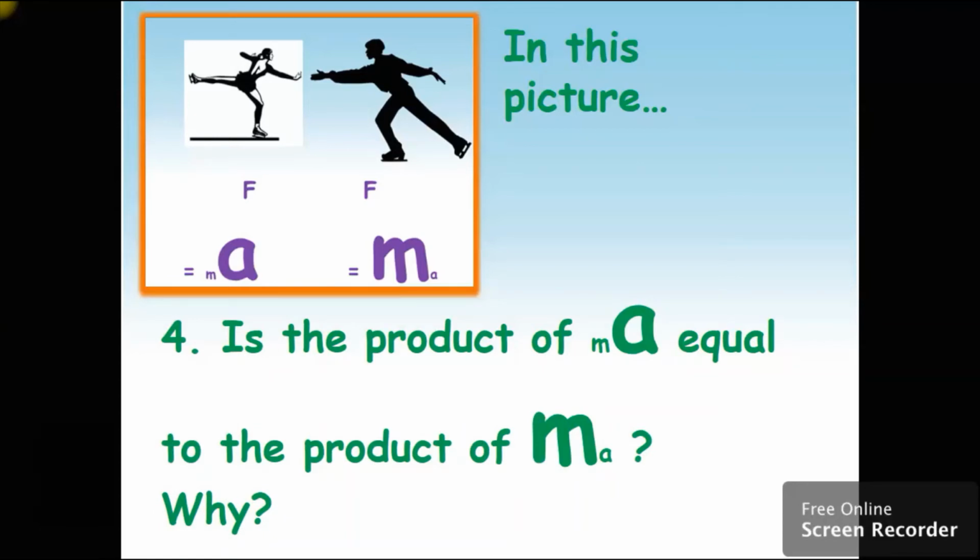Next question. Is the product of little m times big A equal to the product of big M times little a? Yes, they are equal. Why? Because m times a equals force. And I already said that the forces are equal. Why? Because forces come in pairs and they are always equal and opposite. That's a law of nature.